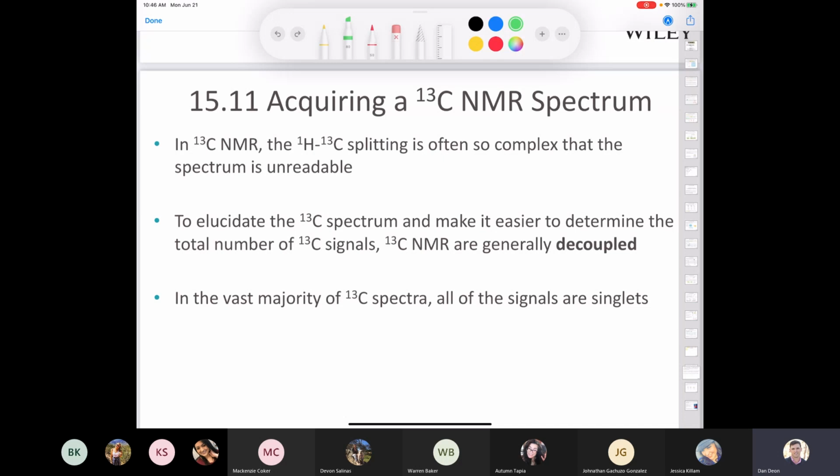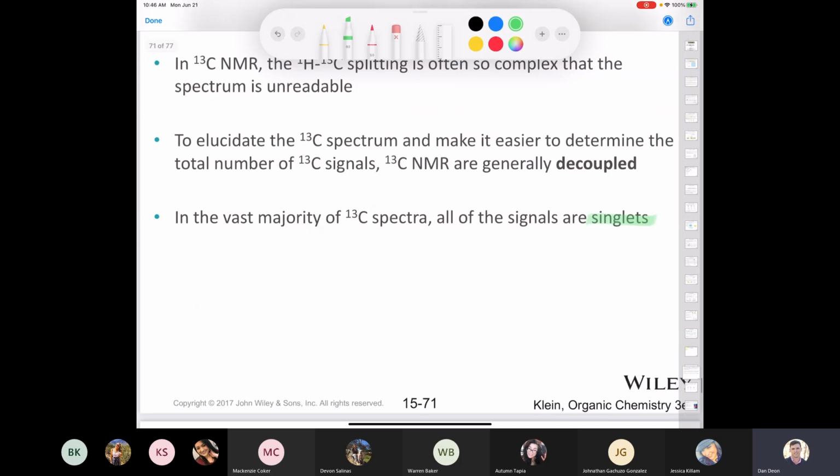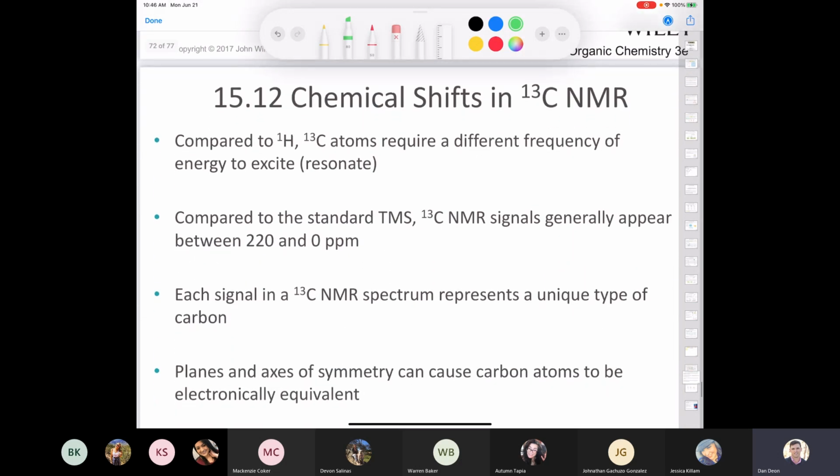And so in order to get a clear carbon-13 spectrum, we do what's called a decoupled spectrum, which basically decouples all the protons from the carbon nuclei, and that way we just get a bunch of singlets. Okay, so every unique carbon is going to produce a singlet. Of course, if you have two carbons that are chemically equivalent, they're going to overlap and have the same chemical shift.